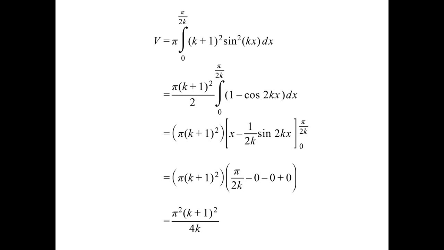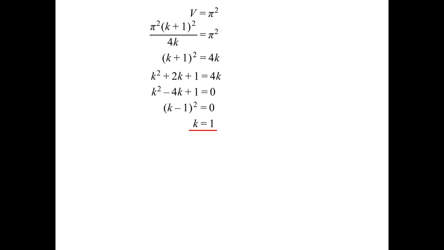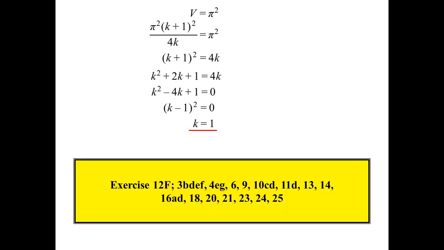So we're not finished. We now have to solve this equaling pi squared. So the volume is pi squared. Well, the pi squareds nicely cancel. So k plus 1 squared is 4k. We get k is 1. K is 1 for that one. All right here. So volume.